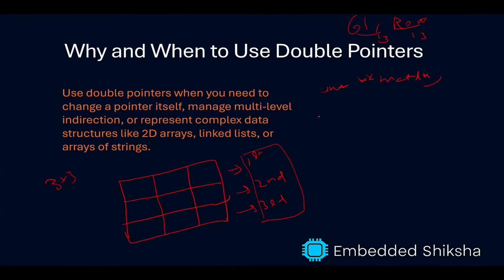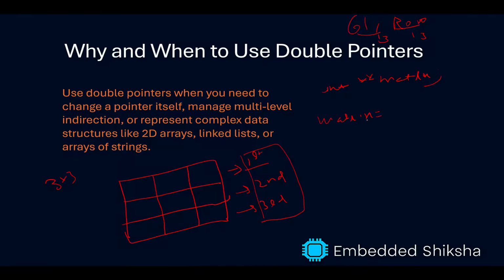So what you can do here is allocate the memory of three pointers basically. First pointer will be storing the address of this one dimensional array, second pointer will store the address of this single dimensional array, and then third pointer will store the address of this third single dimensional array. So I'm allocating memory for three pointers here.